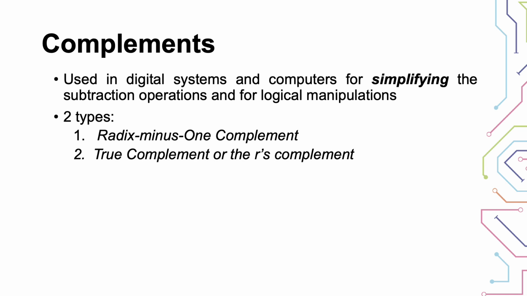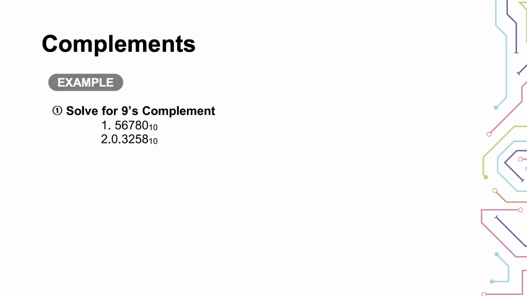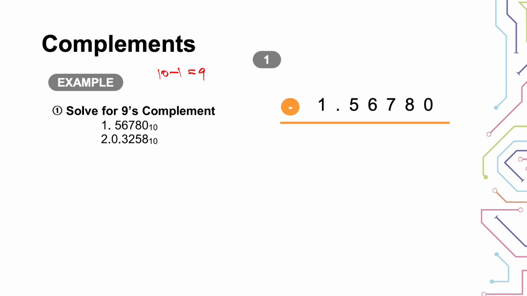So let's take for example itong ating radix minus 1 complement. Ang radix minus 1 complement din natin is also known as diminished radix complement or base minus 1 complement. So let's say for example, magsosolve tayo ng tatlong problems dito. So for example, kunin daw natin yung 9's complement. 9's complement because we have our base equivalent to 10. So 10 minus 1, that's equivalent to 9. Kaya 9's complement.